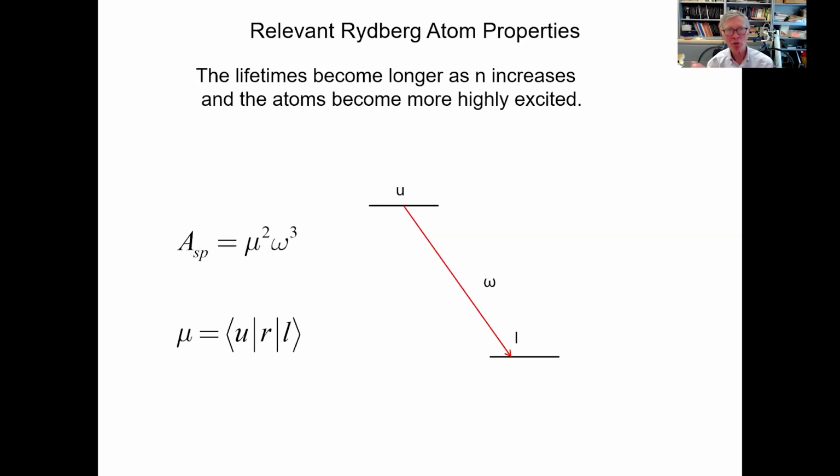One of the most surprising ones is that the lifetimes become longer as you increase N and therefore increase its energy. Why it has this sort of surprising behavior, you can see from just considering the spontaneous emission rate on any given transition, say from the upper to the lower state. It's the product of mu, the electric dipole matrix element connecting the two, squared, and the frequency cubed. Okay, well, this is the dipole matrix element written out for you.